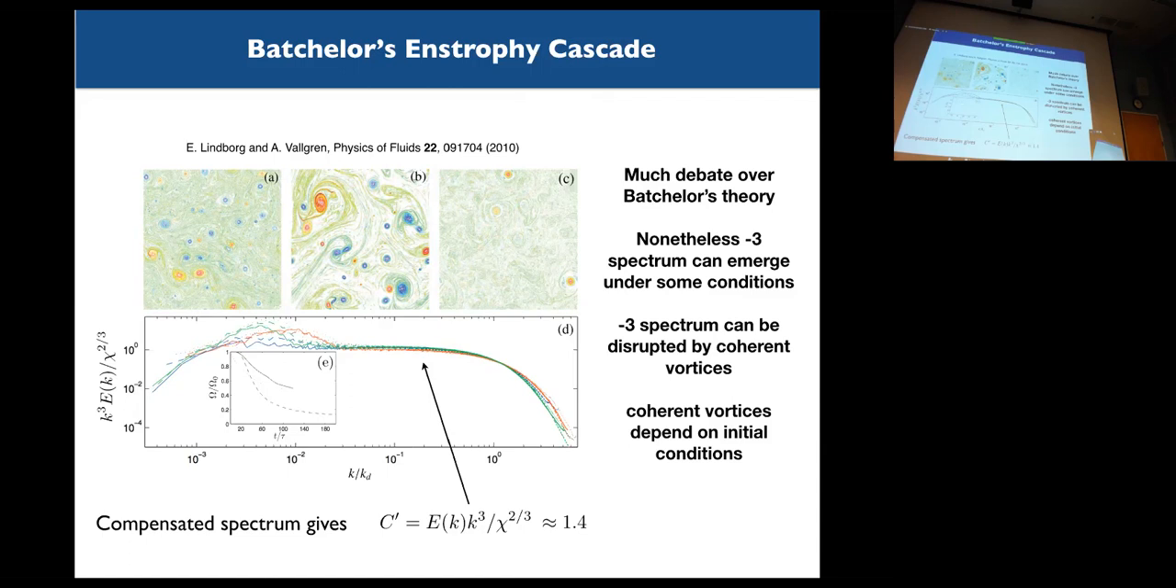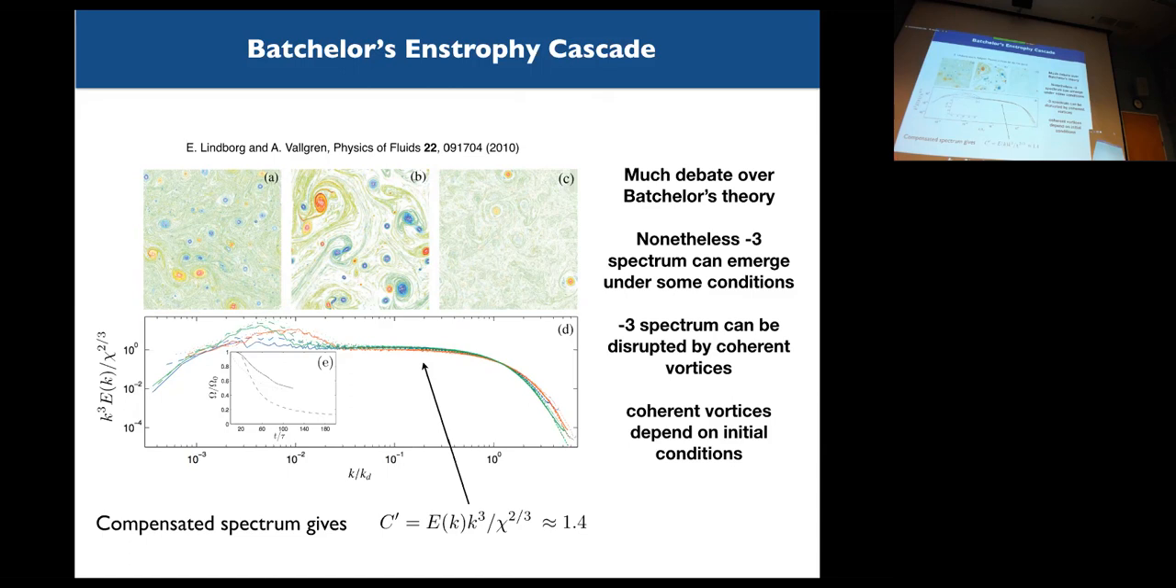But one point I will mention as it's relevant for later is this issue of these macroscopic coherent vortices that are very important in two dimensions. Essentially what happens is these very strong, stable structures can sometimes disrupt this cascade and completely swamp the -3 spectrum. And so you end up with a spectrum that's typically steeper than this prediction.